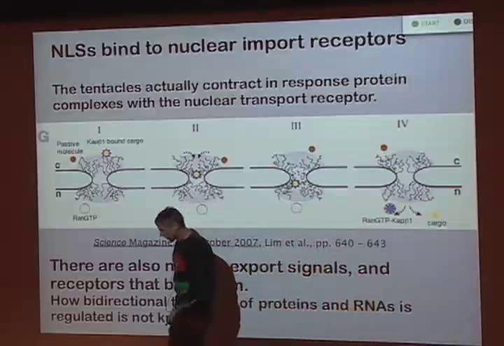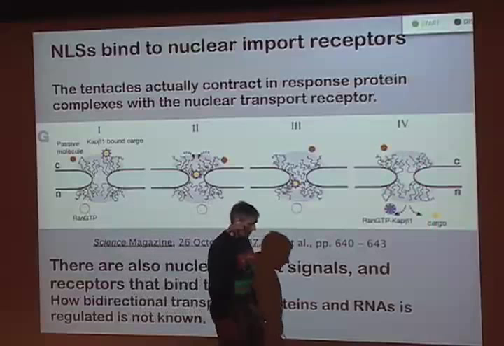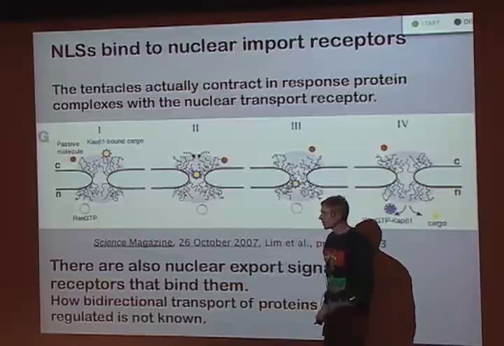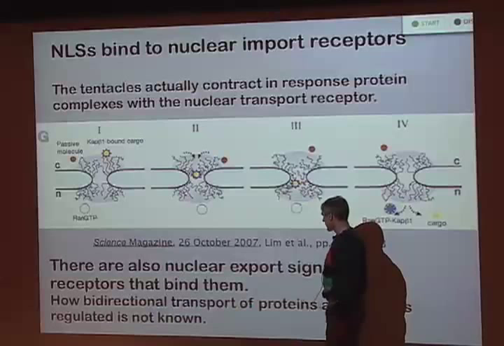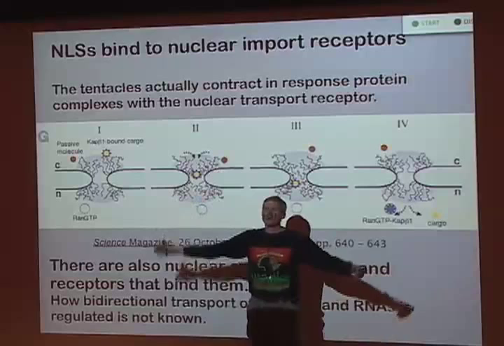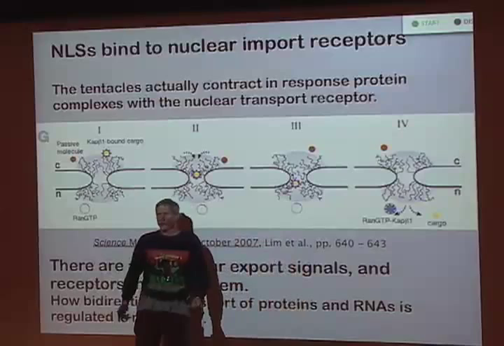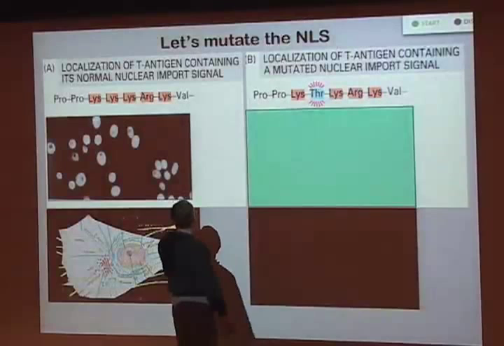Of course, there are nuclear export receptors. And these are governed by molecular switching devices that use GTP, which I'll talk about more later. So, how bidirectional transport is regulated. There's a lot of traffic of RNAs going through, translations, ribosomes, transcription factors. The traffic system has not been fully worked out. Very interesting topic for research.